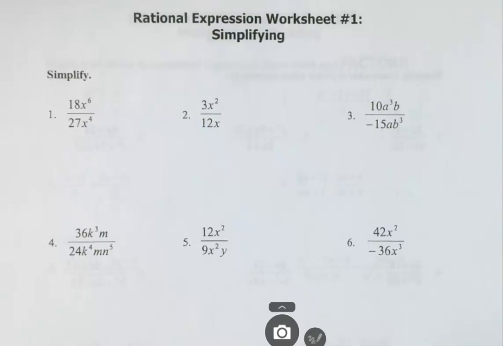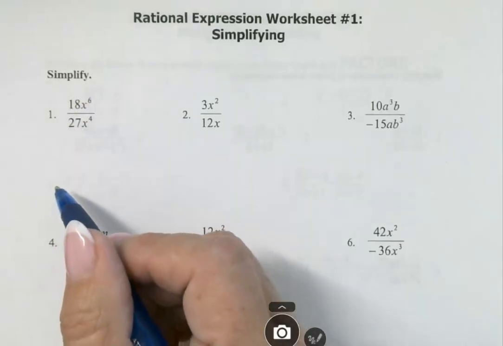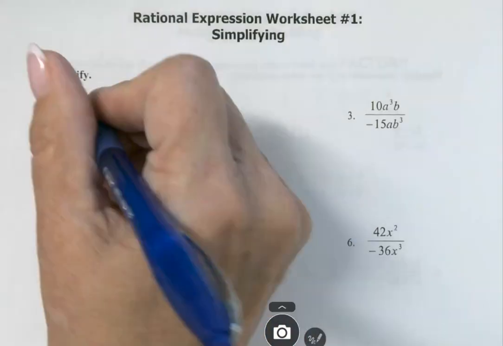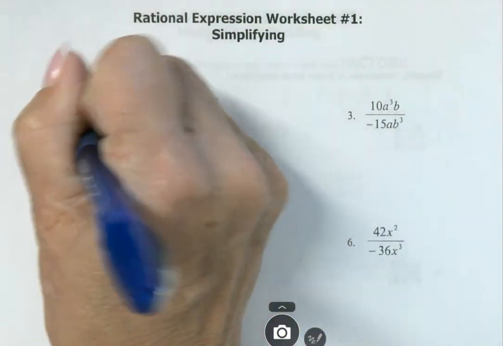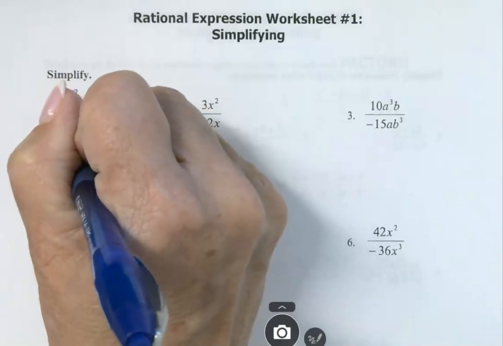Okay, so we're going to get started on page 1 here. Page 1 hopefully to you looks fairly simple. We are just going to use our rules of exponents. And so we're looking first at our numbers and what number will go into both 18 and 27. And so that is 9. 9 will go into 18 twice and 27 3.